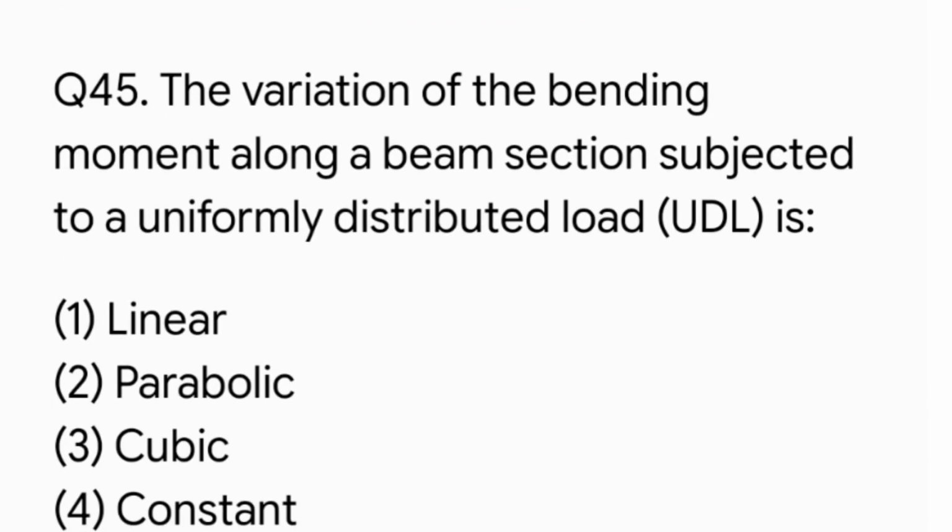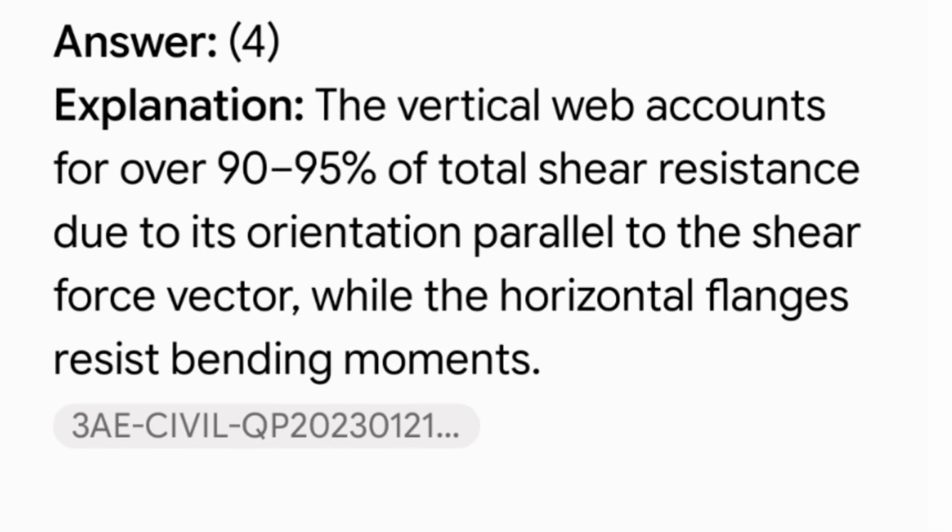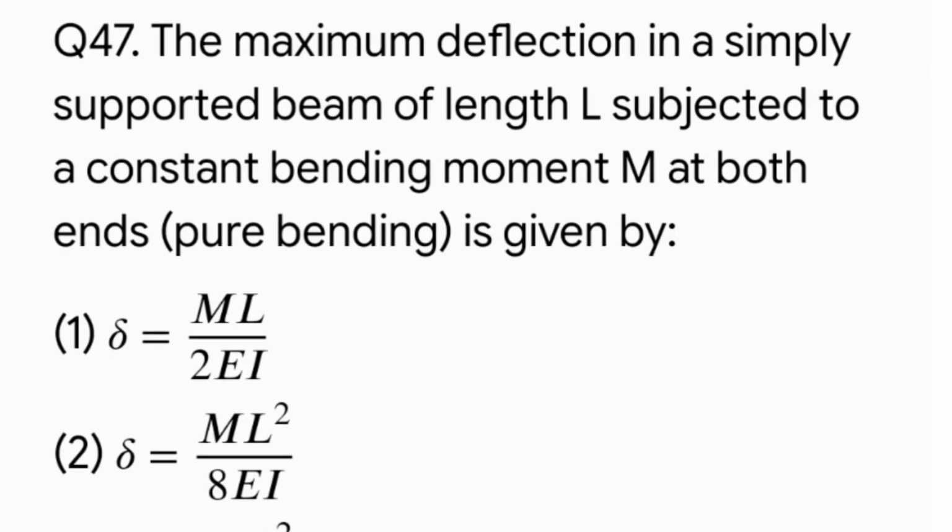Next question. The variation of bending moment along a beam section subjected to a uniformly distributed load is. Correct answer option 2, parabolic. Next question. In a structural steel I-beam, the major percentage of the total vertical shear force at any given section is resisted by. Correct answer web. Next question. The maximum deflection in a simply supported beam of length L subjected to a constant bending moment M at both the ends is given by. Correct answer option 2, M L square by 8 E I.